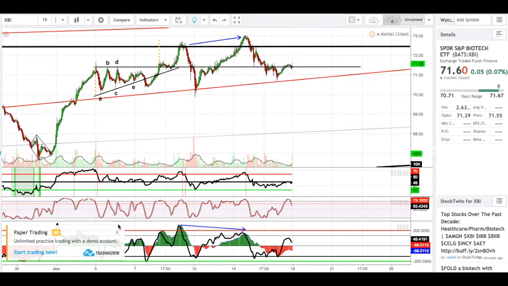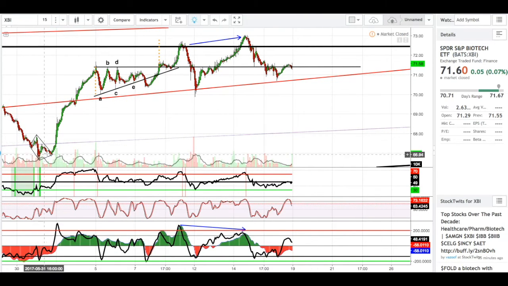So this is what I was seeing when I played that LABU. We had this diamond bottom right here. We got in once we broke out of it. We wrote it up here and we sold out, and we saw this kind of ascending triangle, which is a bullish pattern. We come up, we set our resistance level, come down, set our support level. This is A, B, C, D, E.